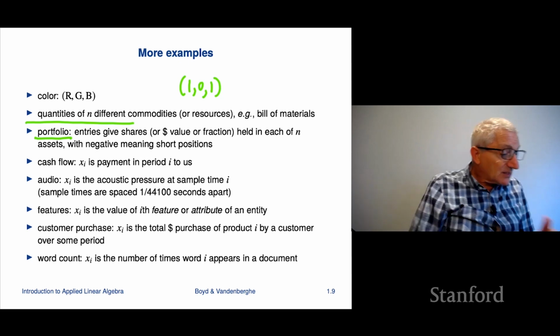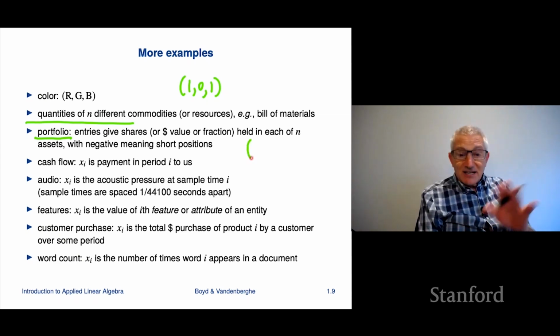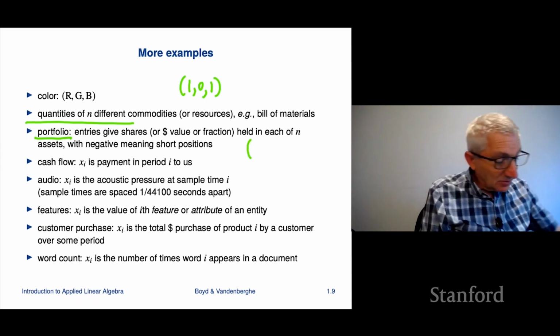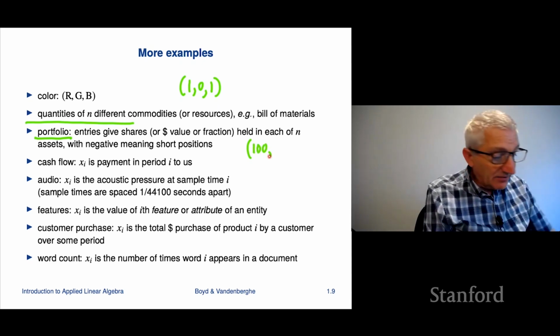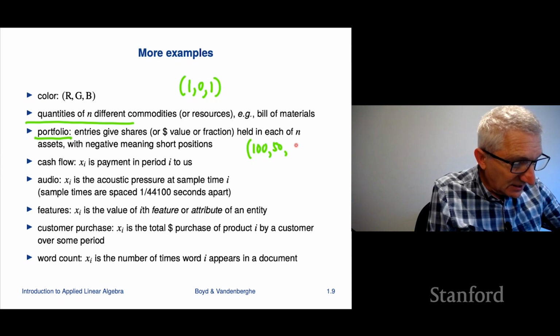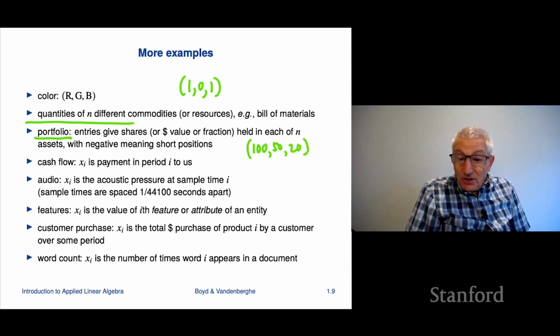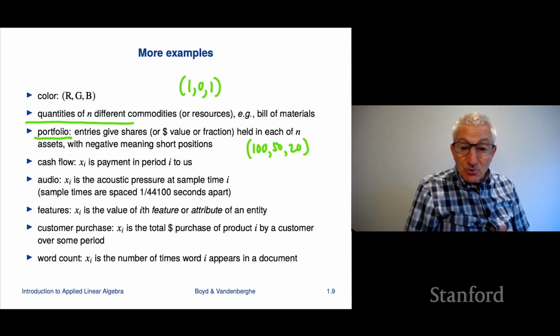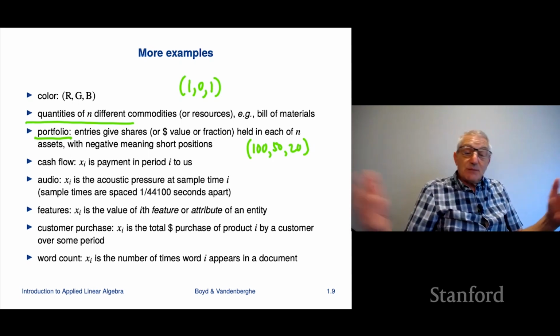So let's just look at an example. Here's a portfolio with, let's say, stocks, bonds, and cash. Just keep it real simple. I'll represent it in dollar values: 100, 50, and 20. That portfolio says that you have $100 worth of stocks, $50 worth of bonds, and $20 in cash. That's what it means.